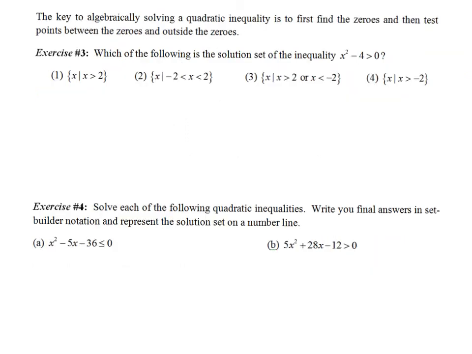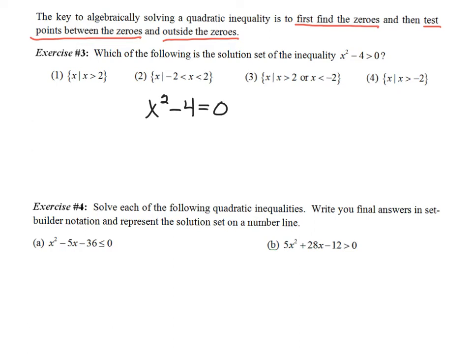As you could see from that first example, the most important thing for solving a quadratic inequality is to first find the zeros. And then what we're going to do is test points that come between the zeros. And we'll also look at values outside of the zeros. So if I look at the inequality for exercise number 3, x squared minus 4 is greater than 0, I'm going to go back and make this an equation, so x squared minus 4 equals 0.